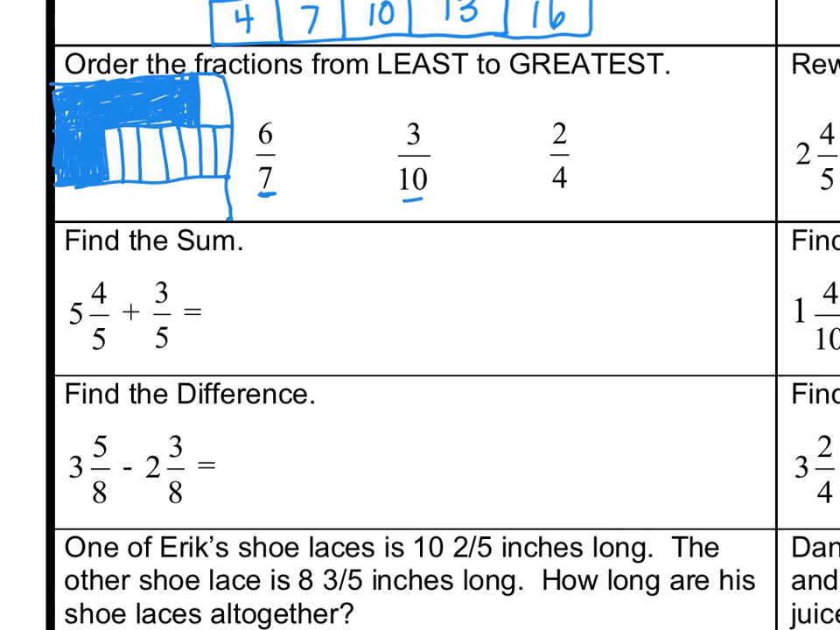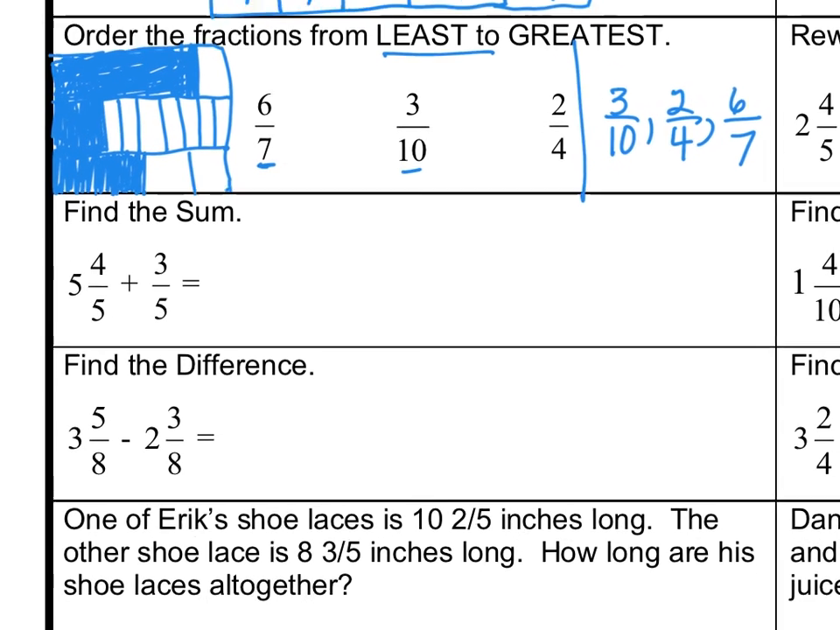And the last one, 2/4, which is even. So split it into 4 pieces, and we get to color in 2 of them. All right, so which one should be first? We're going least first, so that should be the 3/10. So I'm going to do my answer over here. 3/10, comma. The next one should be the 2/4, that's at the bottom. And the last one, 6/7, because it's the greatest.